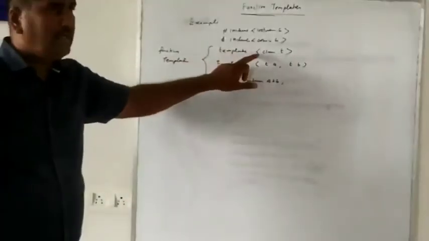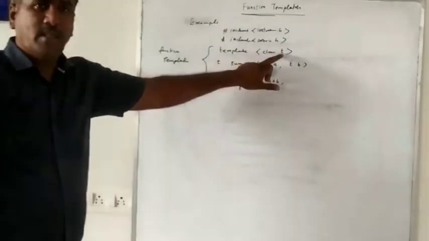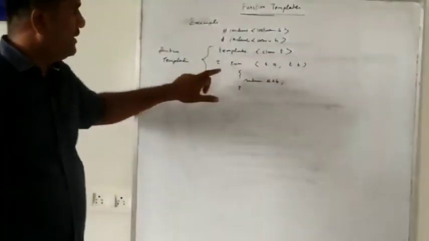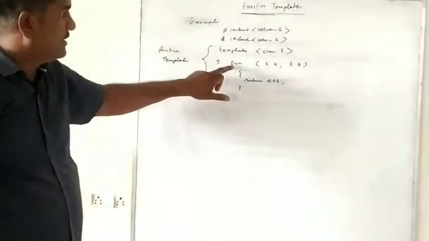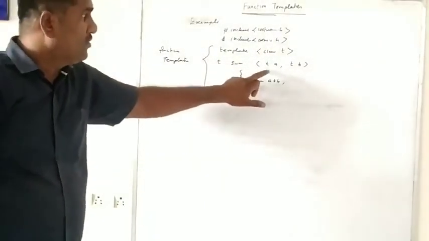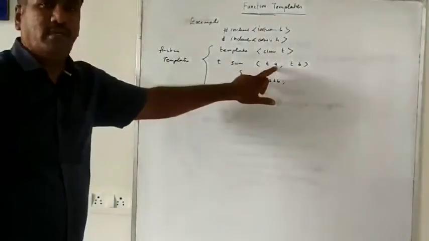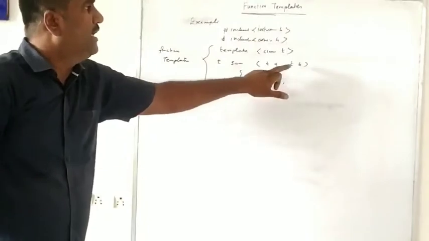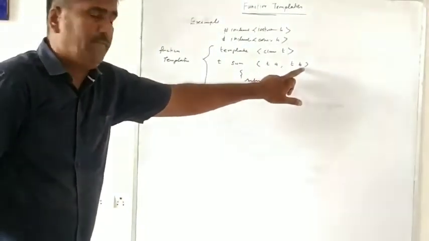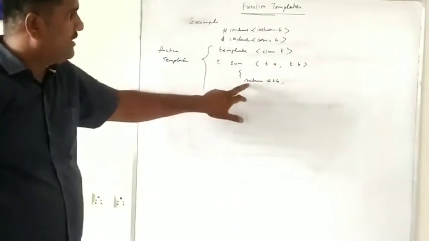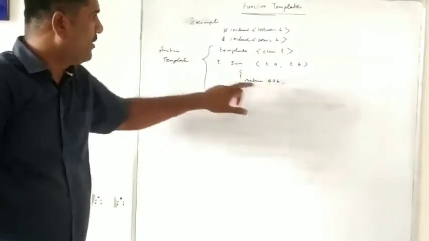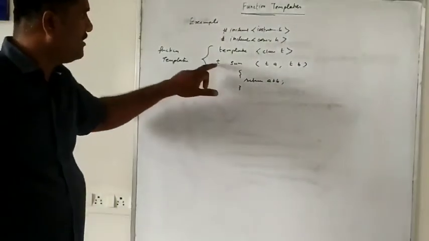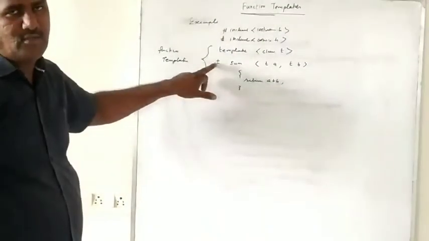template, angle bracket, class T. This is a T. T is a return type. Sum is a function name. T is an argument: first argument T A, second argument T B. Finally, it is written A plus B. A plus B is also T.